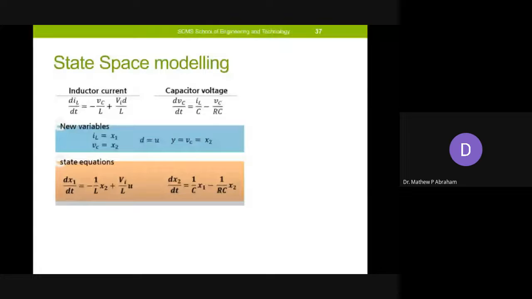And we can easily convert that into state space modeling, right? We create a state space model with the inductor current as one state, and the capacitor voltage as the other state.